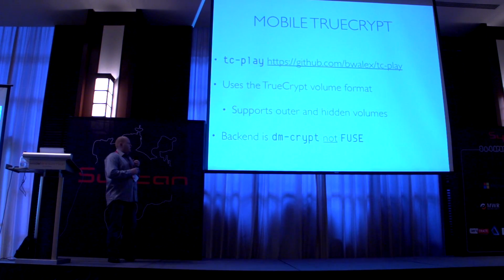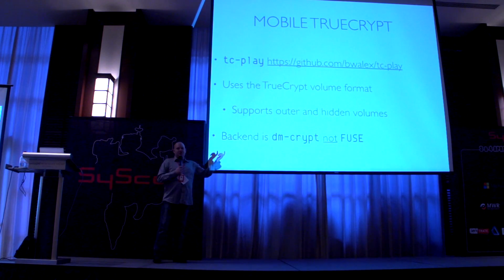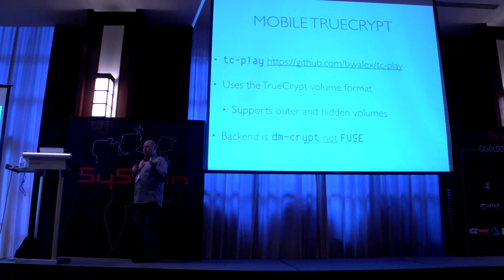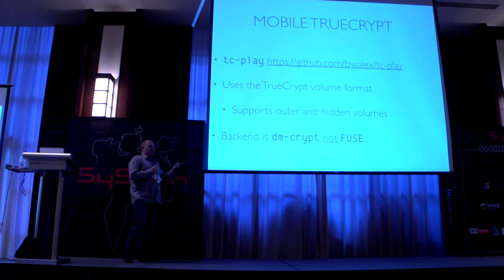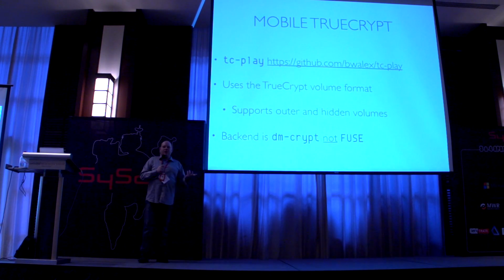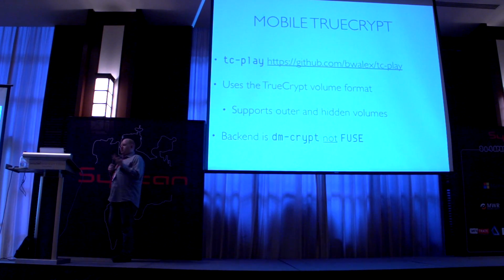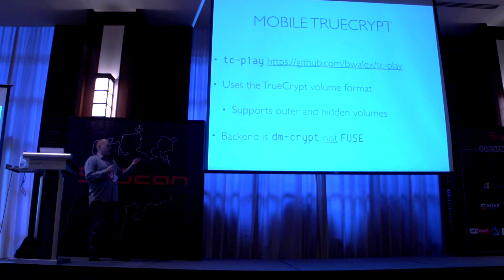It's pretty horrible. So the awesome thing about TC Play is it uses dmcrypt, which is the device mapper. So it's actually all done in kernel. So it's not done in user land, which makes it a lot faster. Because it's done in the kernel, it makes it a lot less broken. And because it's also done in the kernel with a device mapper, that allows you to use real file systems. So you can use ext4 instead of FAT.